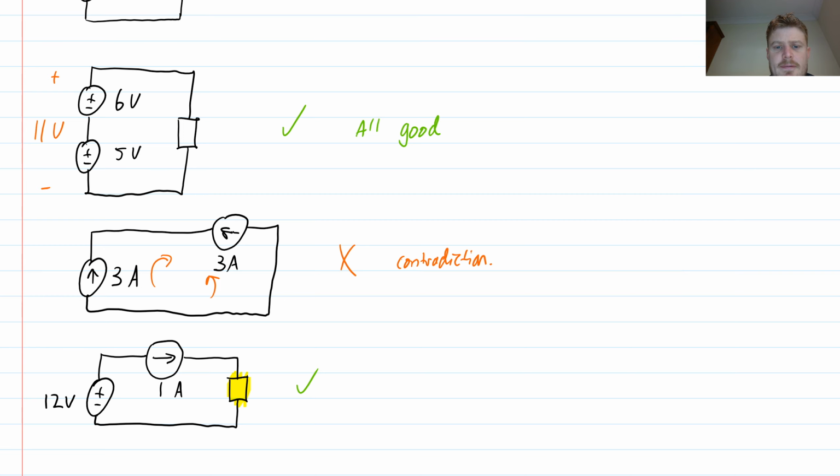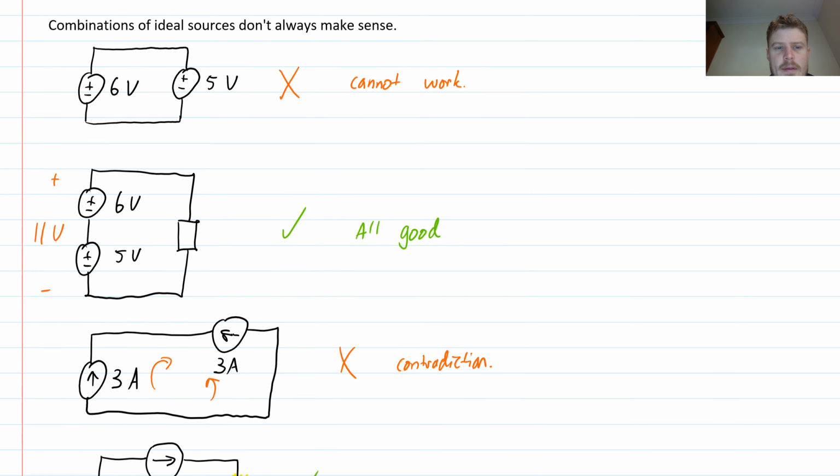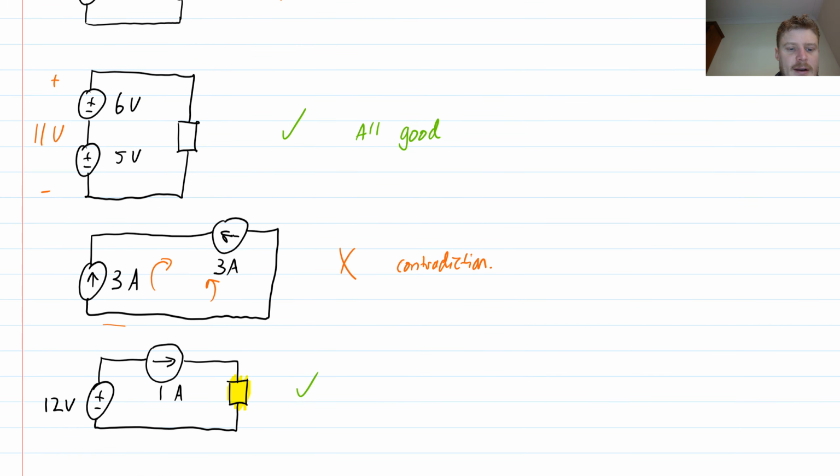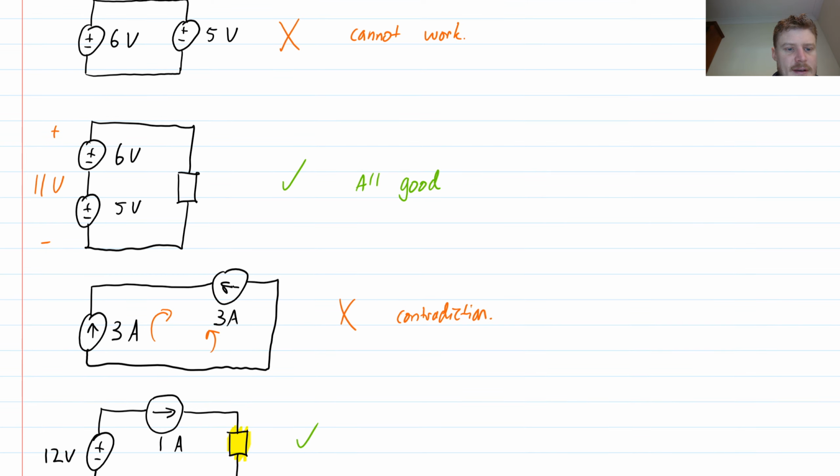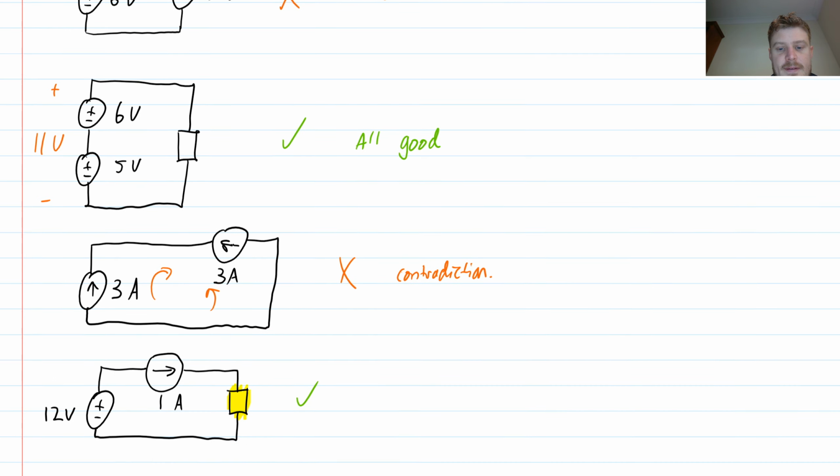So essentially, if you want to look for whether a combination of sources makes sense, the things that will cause problems is if you have, say, voltage sources that are fighting each other, like the top example. So here we have these voltage sources fighting each other, right? And so that one does not make sense. Or if we have current sources that are fighting each other, like you see here, again, that one does not make sense. If the voltage sources are connected in series, they're supporting each other, that one is okay. And current sources connected in series would be okay if they face in the same direction.